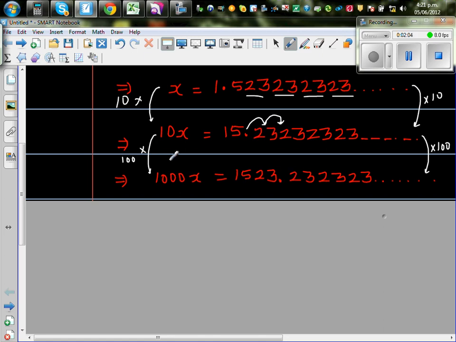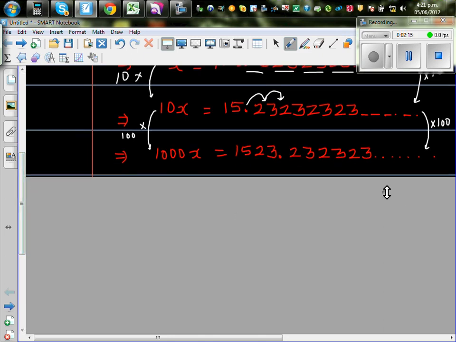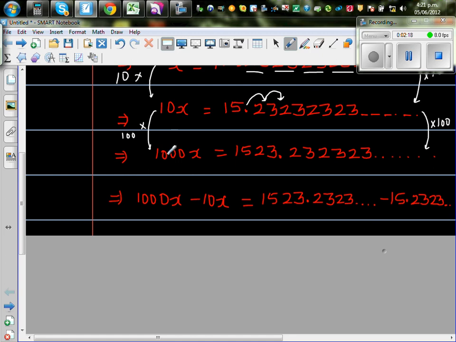So if you make this 100 times bigger, 10x would become 1000x, and this would become 1523.2323 recurring. Okay, so what have I done next? What I've done is I've taken away 10x from 1000x. So if you do 1000x, take away 10x, you have to take away 15.23 recurring from 1523.2323 recurring. So basically this and this get cancelled.